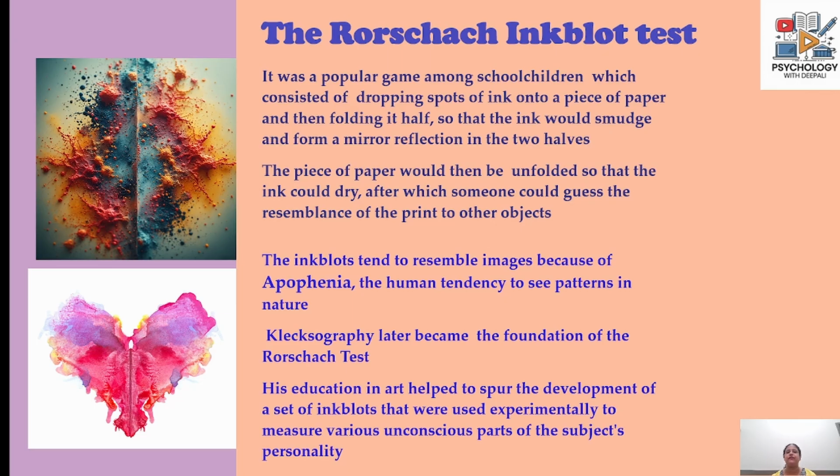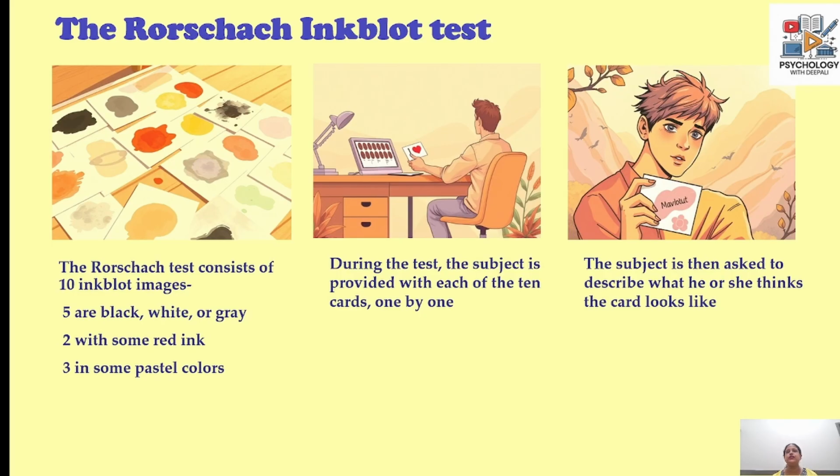So Klexography later became the foundation of the Rorschach Inkblot Test. His education in art was also very helpful in the development of a set of inkblots that he created. They were used experimentally initially to measure various kinds of unconscious parts of the personality of the person. Now, the Rorschach test consists of 10 inkblot images, out of which 5 are black, white, or gray, a mixture. 2 have some red ink in them, and 3 are in pastel colors.